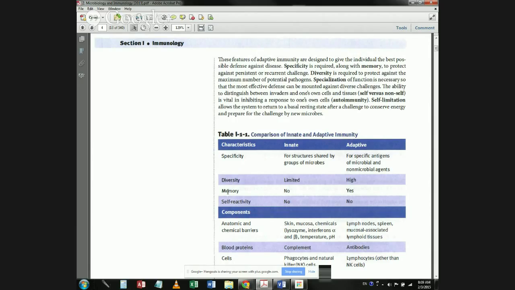Self-limitation allows the system to return to a basal resting state after a challenge to conserve energy and prepare for the challenge by new microbes. Comparison of innate and adaptive immunity.